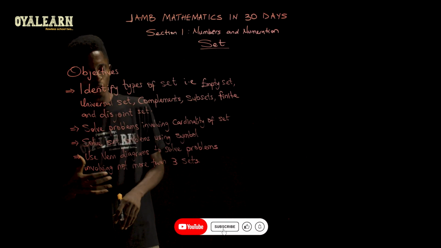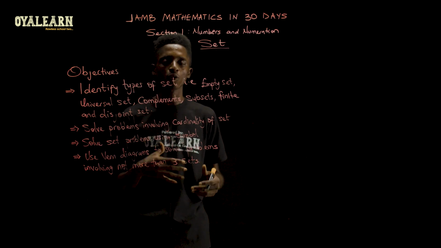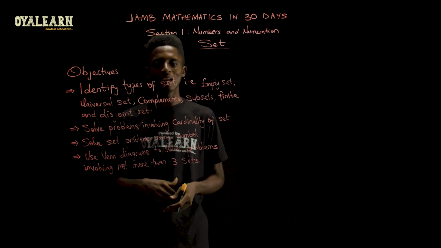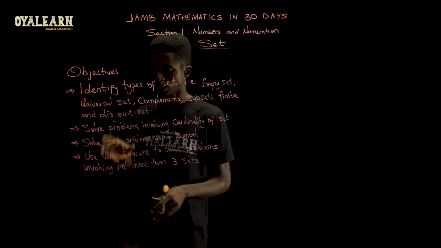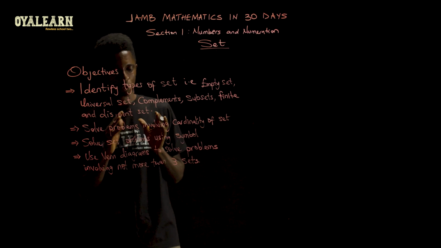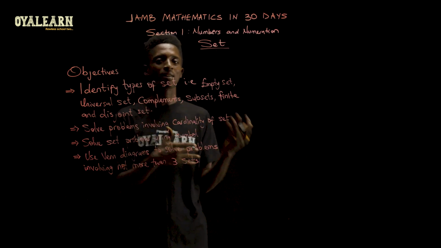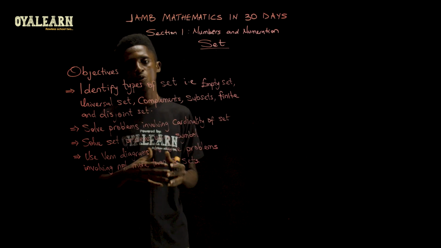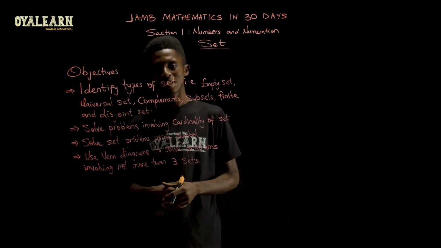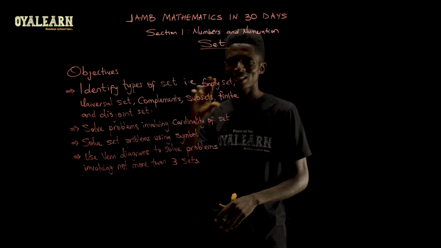Thirdly, you should be able to solve set problems using symbols, because many of the questions you will solve would come with symbols. You should be able to identify those symbols, interpret them, and use them to solve problems on set theory. And then finally, you should be able to use Venn diagrams to solve problems involving not more than 3 sets. So it will not exceed 3. You can do 1, 2, and then 3 sets, represent them in Venn diagrams, and solve problems involving set with them. Now let us look at some questions that have been set in the past on set.